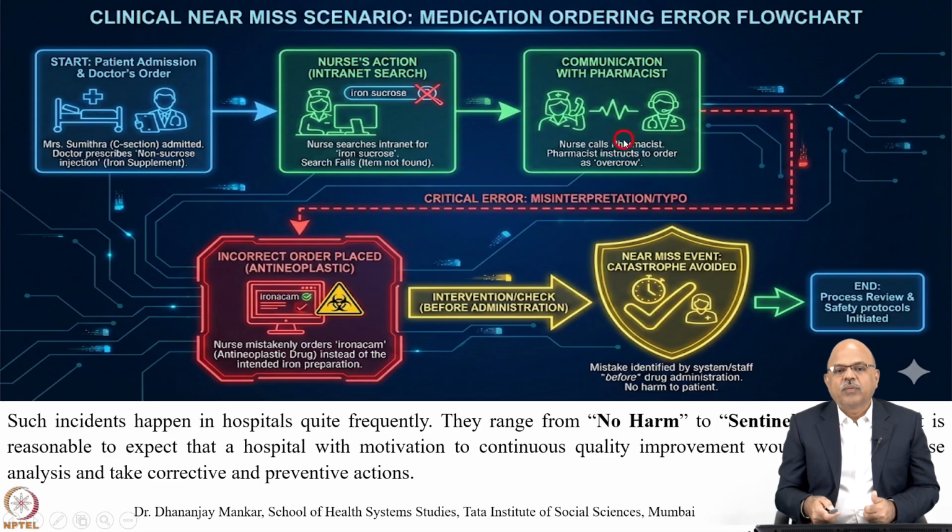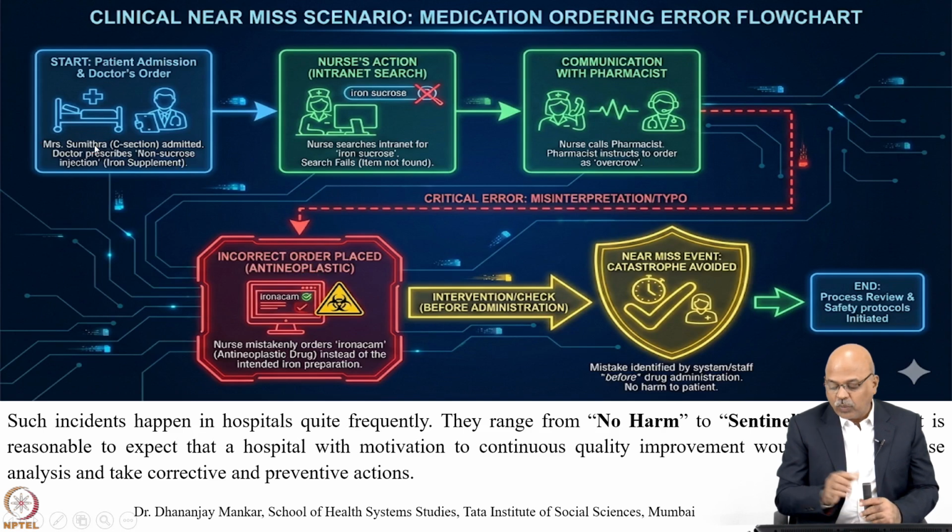Next comes the communication with the pharmacist: the nurse calls the pharmacist and instructs to order. So what is the issue here? The critical error, a misinterpretation or typo, led to an incorrect order being placed. The nurse mistakenly orders Ironocam, an anti-neoplastic drug, instead of the intended iron preparation. What was expected for the patient who had the C-section here?